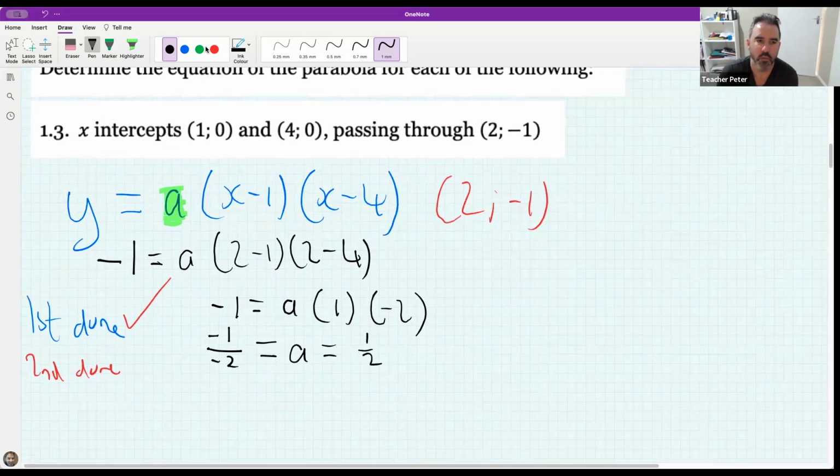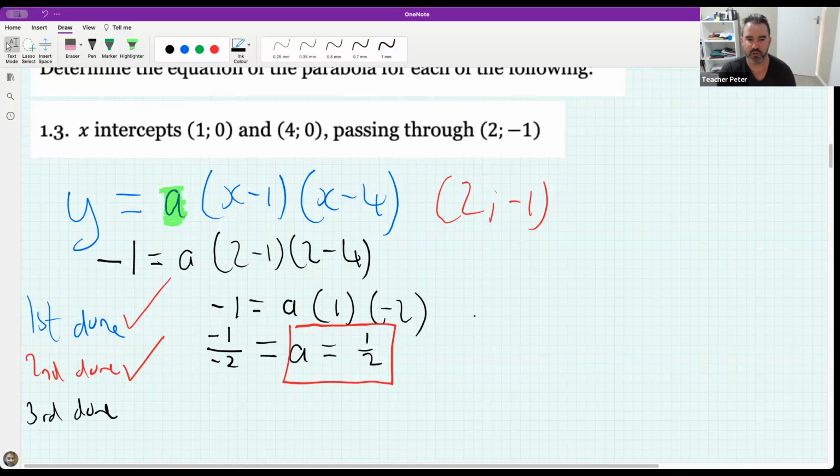Okay, so now what we have is A is equal to a half. So the second step is done. Now the third step is I want you to sub the A back in and get me the standard form of this parabola. So you're going to do that by yourself now. You're going to take the A value, put it back in there, and you're going to try and remember what to do. And you just say third done when you're done with it.